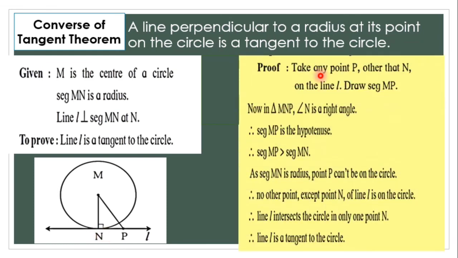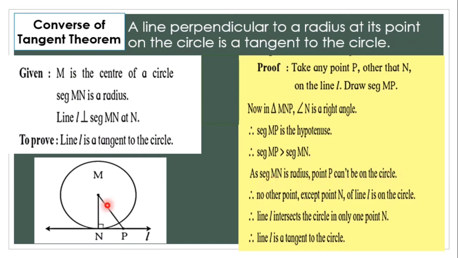So in the proof, we take any point P other than N on the line L and draw segment MP. Now here we get a right angle triangle. In triangle MNP, angle N is a right angle. Therefore, segment MP is the hypotenuse. If segment MP is the hypotenuse, then it is greater than segment MN. MN is our radius. Therefore, segment MP is greater than segment MN, because it is the hypotenuse. And as segment MN is the radius, point P can't be on the circle.